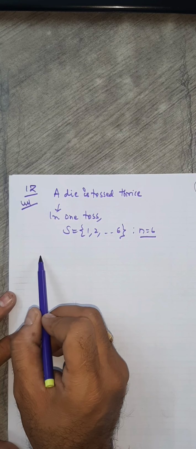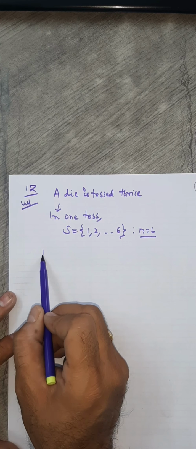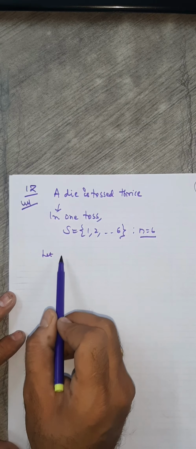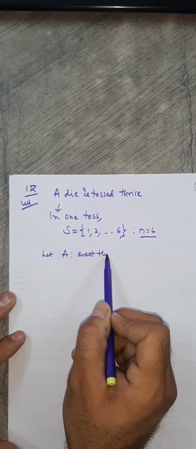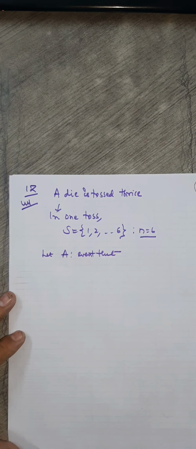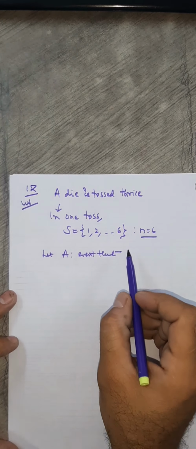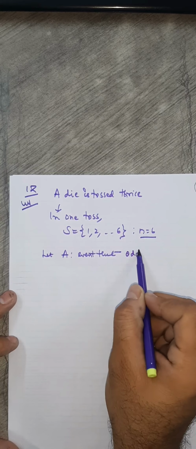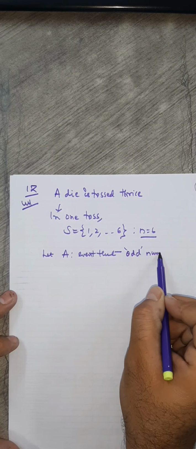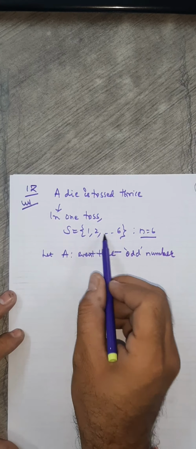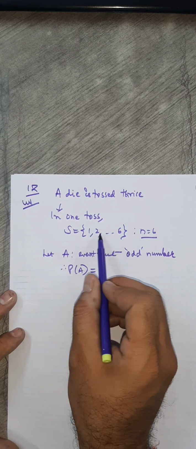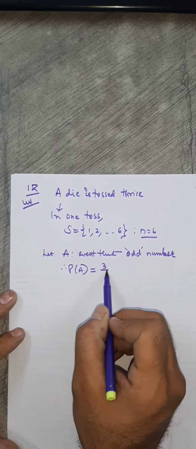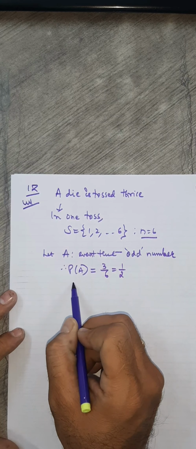So we actually use the complementary event here. Let A be the event that an odd number is obtained in a single trial. So what is P of A? Odd number means 1, 3, 5. So 3 by 6, which will be 1 by 2.